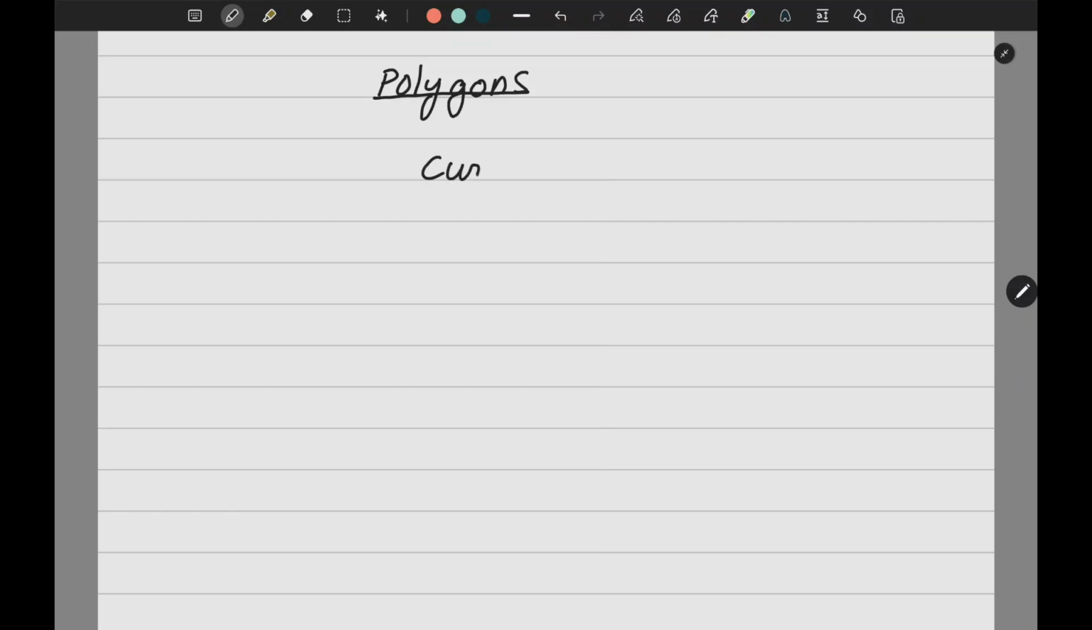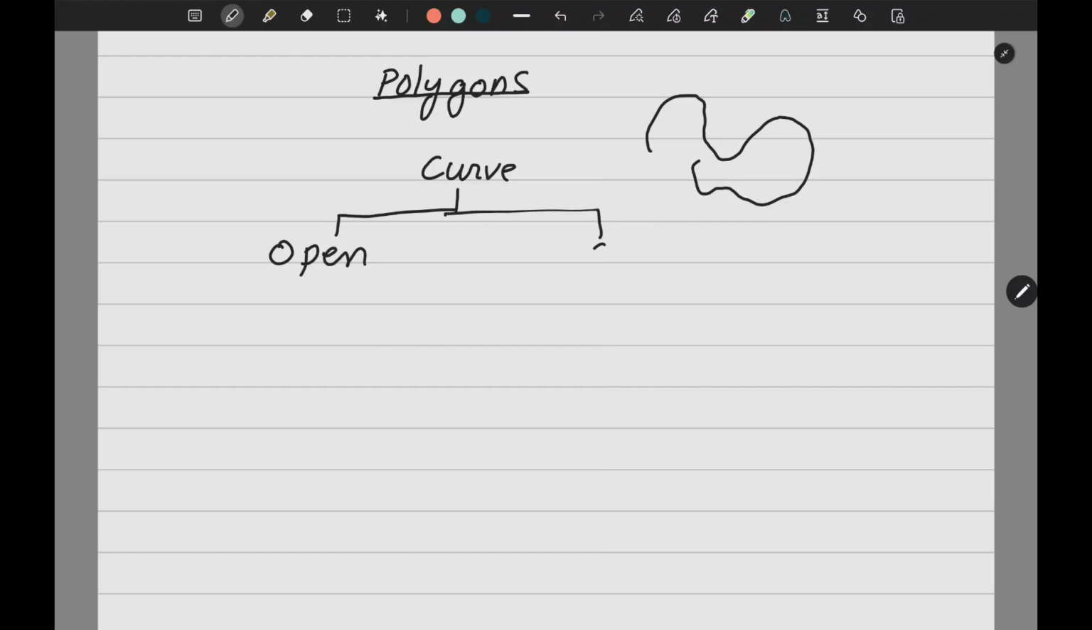What is a curve? If I draw anything without lifting my pencil, that is called a curve. Now, a curve can be of two types: one is the open curve and one is the closed curve. For example, this is an open curve. On the other hand, if I do it like this, it is a closed curve. So this is an example of an open curve and this is an example of a closed curve.